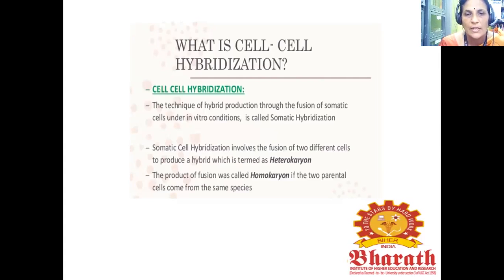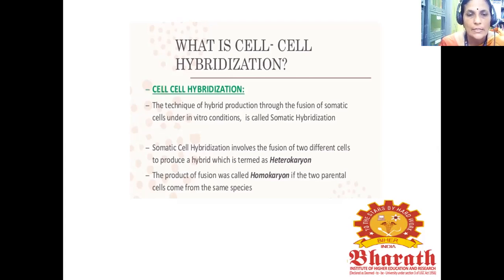Cell hybridization is the technique of hybrid production through the fusion of somatic cells under in vitro condition. We call it somatic hybridization. Somatic hybridization involves the fusion of two different cells to produce a hybrid, which is termed a heterokaryon. So what is a heterokaryon? It is the hybrid produced by the fusion of two different cells.